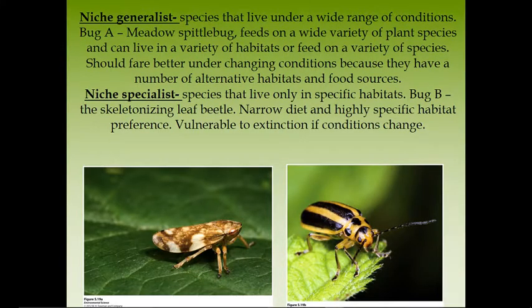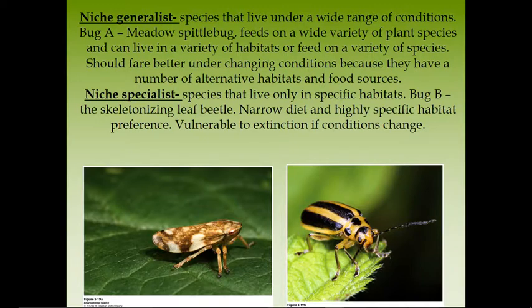So there are two ways to classify species in terms of their niches. A niche generalist usually lives under a wide range of conditions and is able to adapt under extensive changing conditions because they usually have alternate habitats and alternate food sources. And you can see that in the meadow spittlebug on the left.